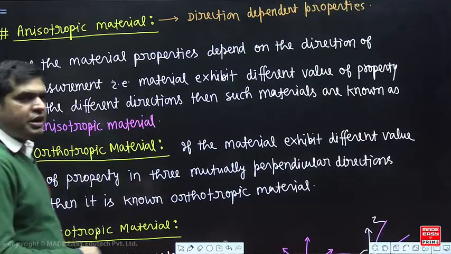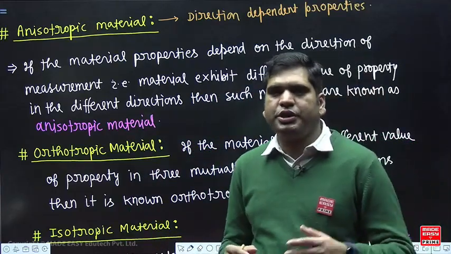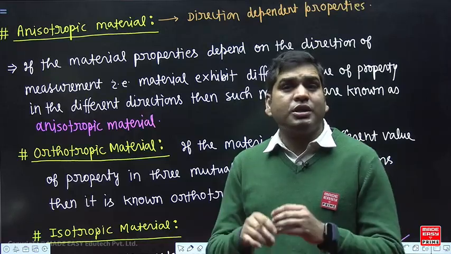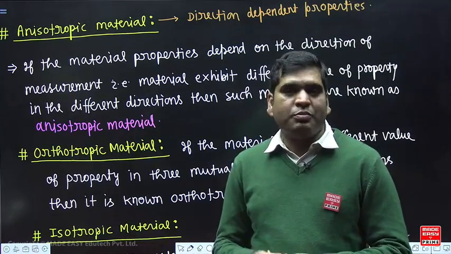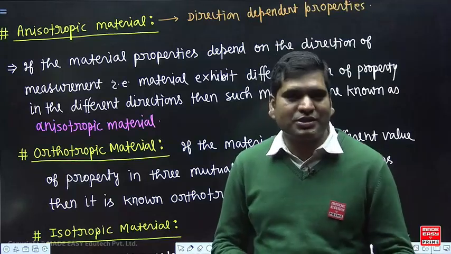सौरभ, ऐसा नहीं है कि बाकी डायरेक्शंस में सेम होगी. सौरभ is saying that in orthotropic except 3 directions, remaining directions में property would be same or different. We are not interested in remaining directions, but if it is differing in 3 mutually perpendicular directions, then it will differ in other directions also.